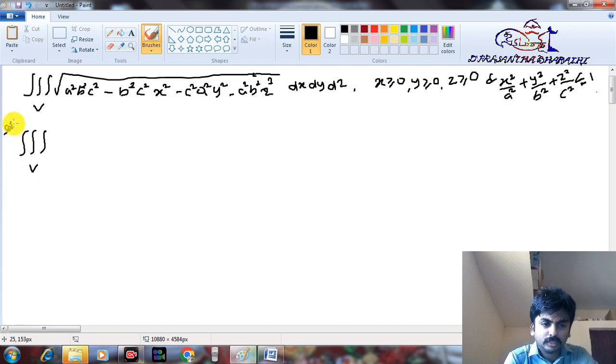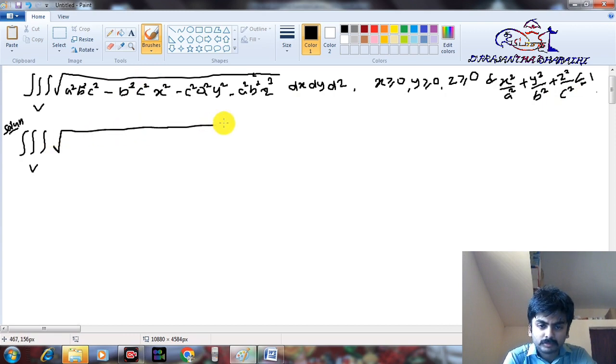So as I repeat the question, evaluate the triple integral over the volume V of root of a square, b square, c square minus b square, c square, x square minus c square, a square, y square minus a square, b square, z square, dx, dy, dz, where V is the region defined by x, y and z greater than or equal to 0, and x square by a square plus y square by b square plus z square by c square is less than or equal to 1.